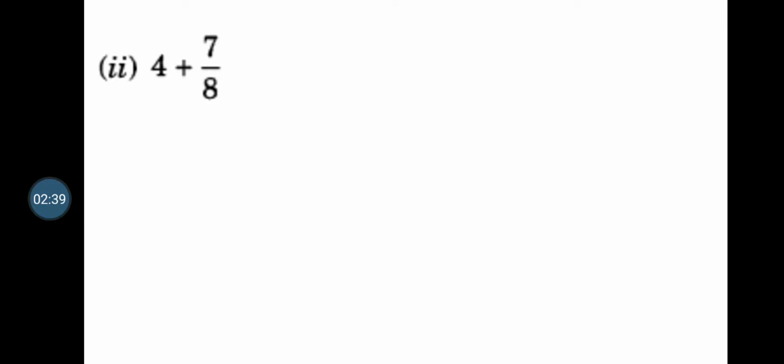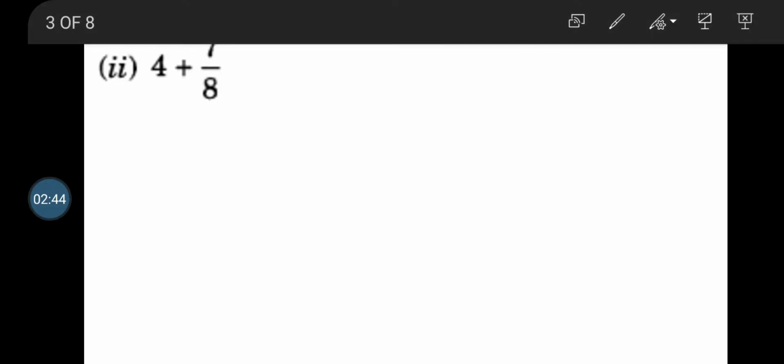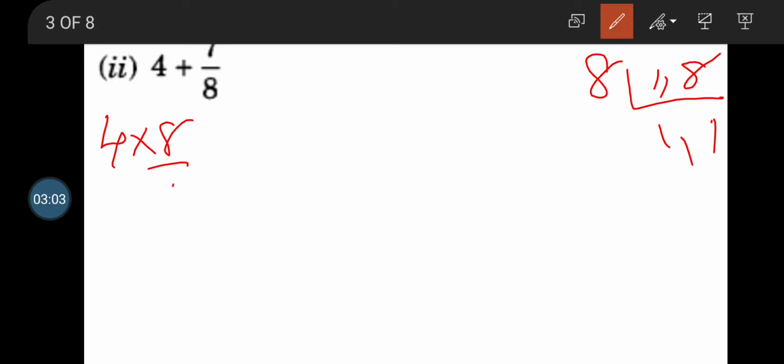Moving to the next problem, it is 4 plus 7 by 8. Here also the same method, but we need to add. In order to bring a common denominator, you will take the LCM of 1 and 8. 4, nothing is there in the denominator means it is 1. So 1 comma 8. If you take the LCM, obviously 8 will be the LCM. So 4 into 8 by 8 we should do. So 4 8s are 32, and in the denominator you have 8.